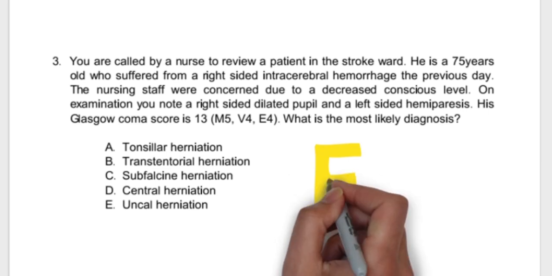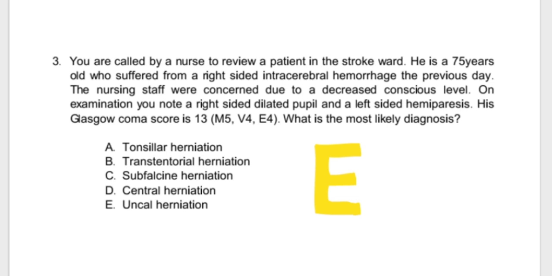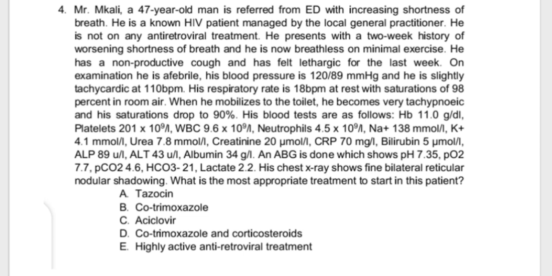The answer is none other than uncal herniation. This is the herniation of the brain. That's why. Question number 4.